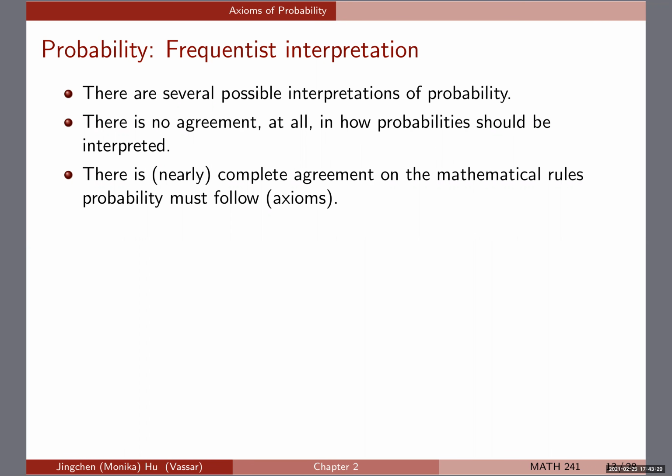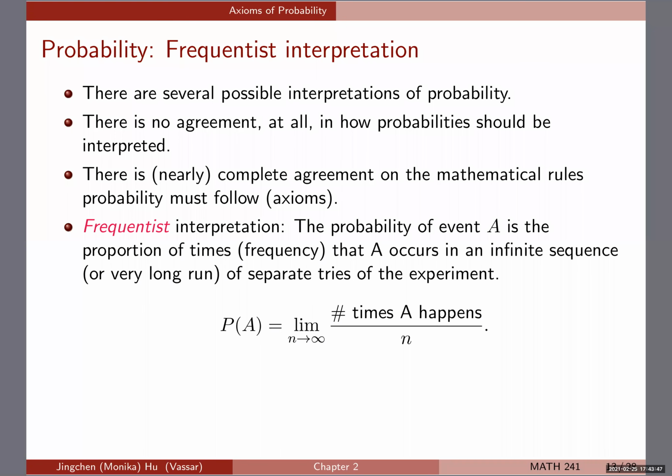So regardless, as you will see after we get through those interpretations, those axioms that we're going to cover, which is actually the focus of this topic, will work no matter how you interpret probability, no matter what. So keep that in mind. So the first interpretation is frequentist. Based on the name, like I said, it's going to be based on frequency.